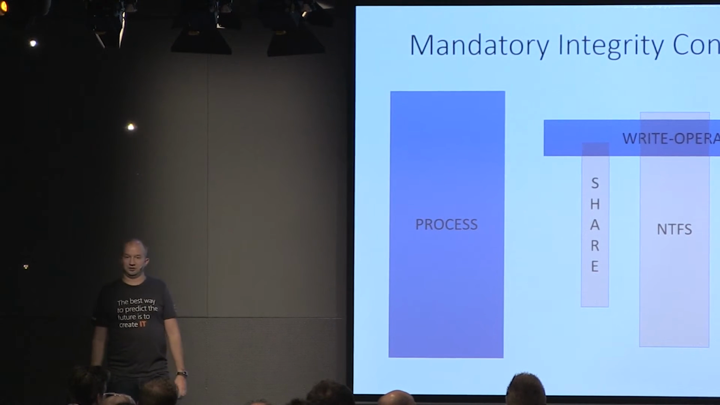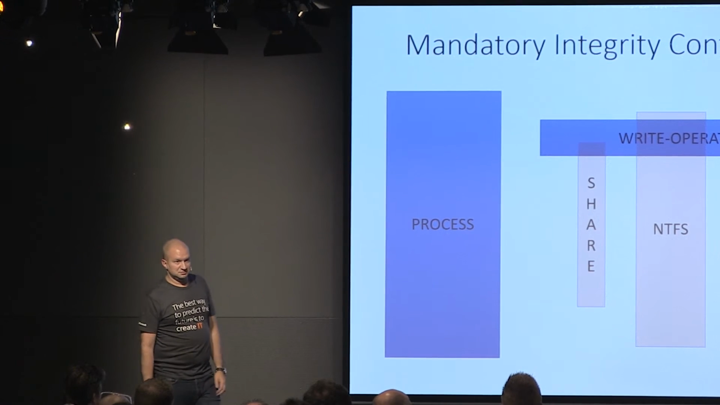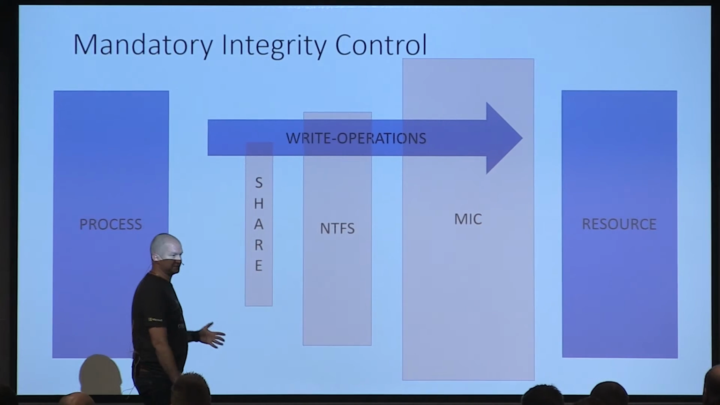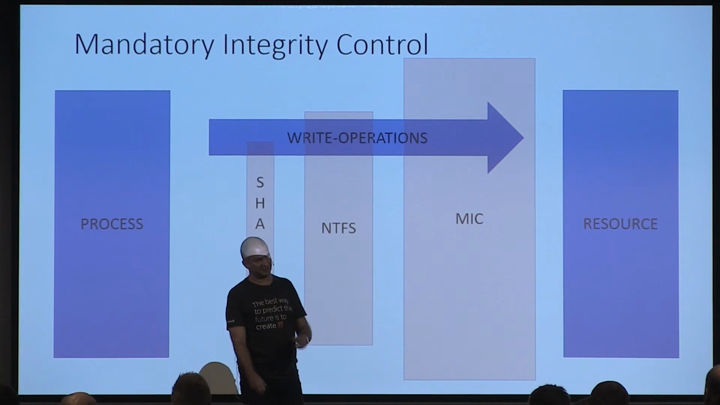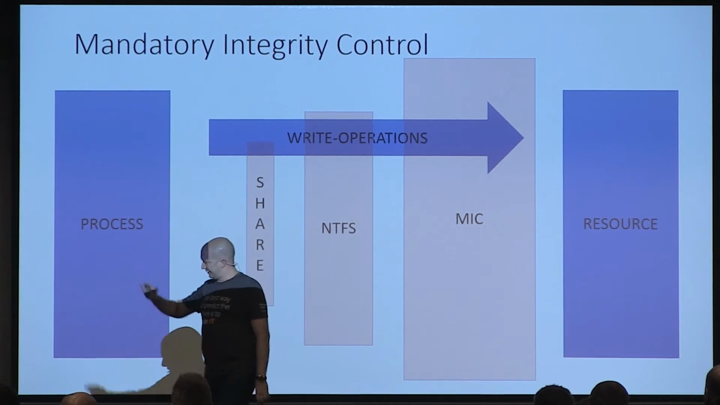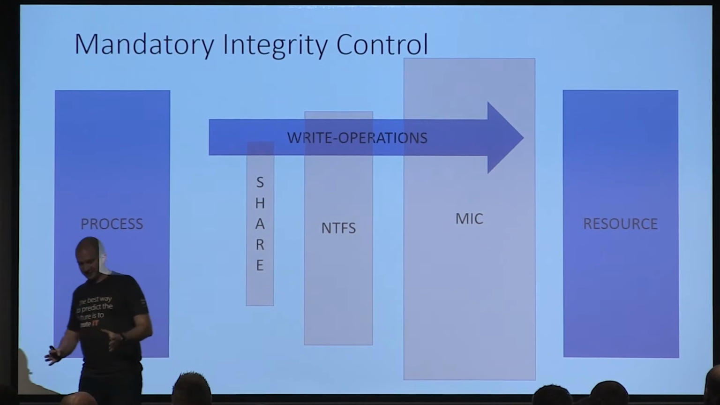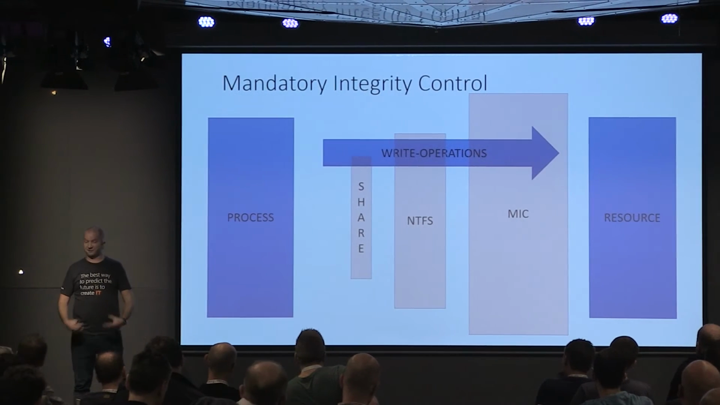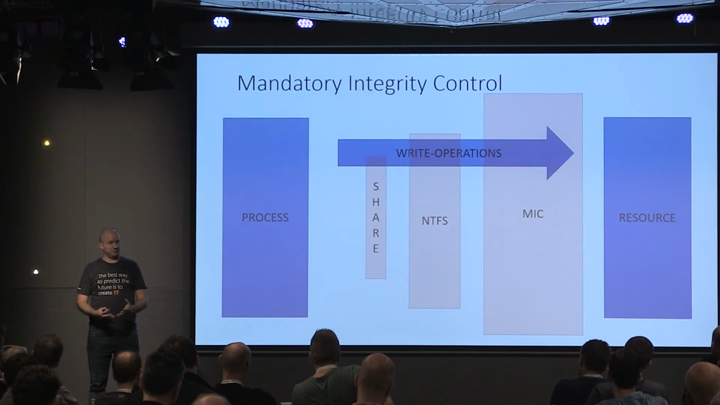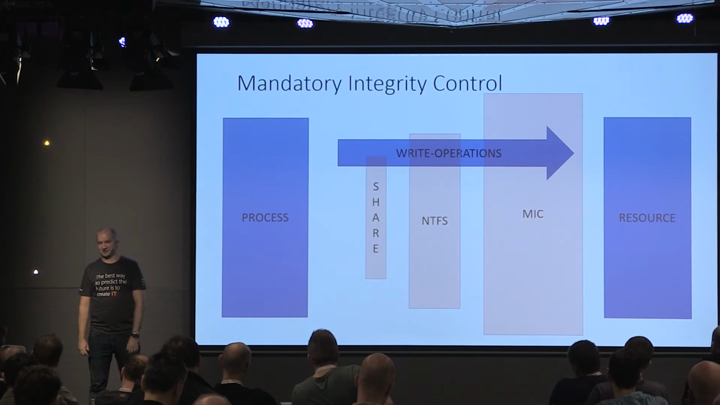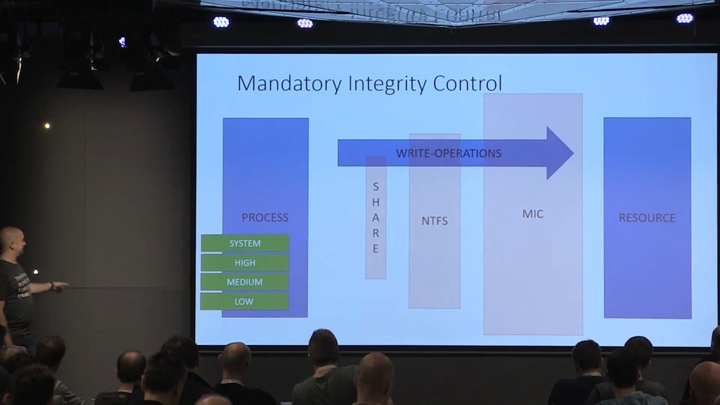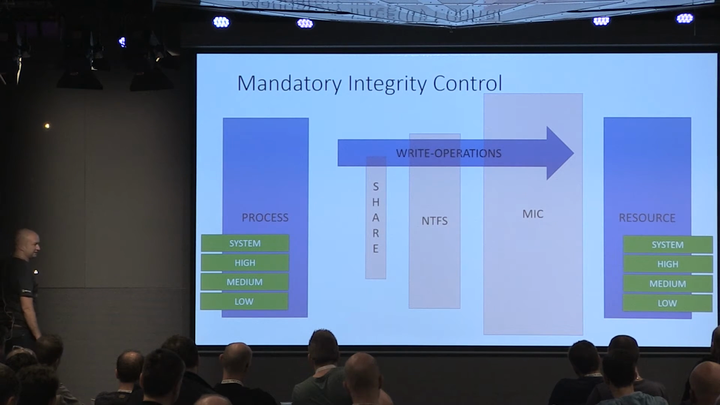Now, mandatory integrity control beats anything. Integrity levels are more powerful than any of the other mechanisms inside of Windows, meaning that if my process has an integrity level that is lower than the resource's integrity level, even if I have full control, ownership, everything, I will get an access denied. Integrity levels always win. These integrity levels come in 4 flavors. Actually, they come in 7 flavors, but 4 of them are the ones that you can use.